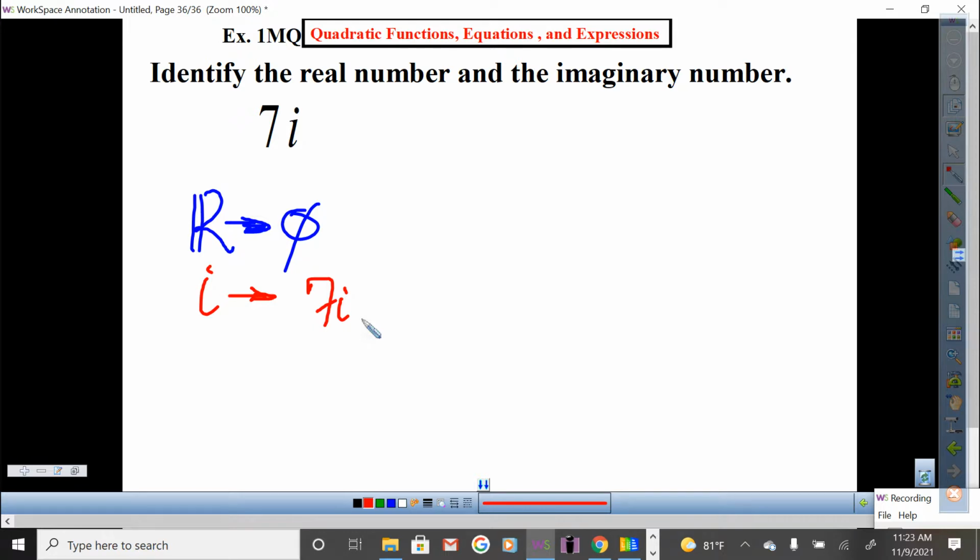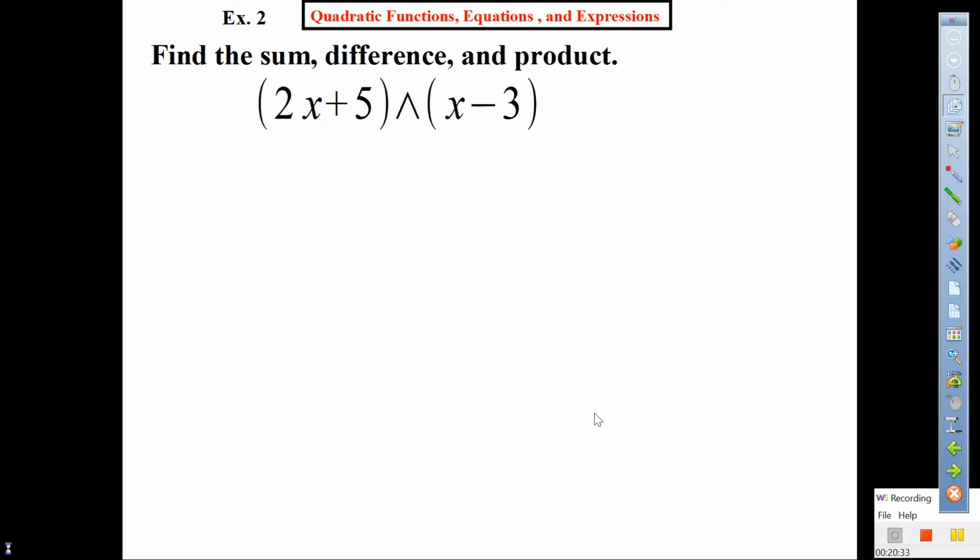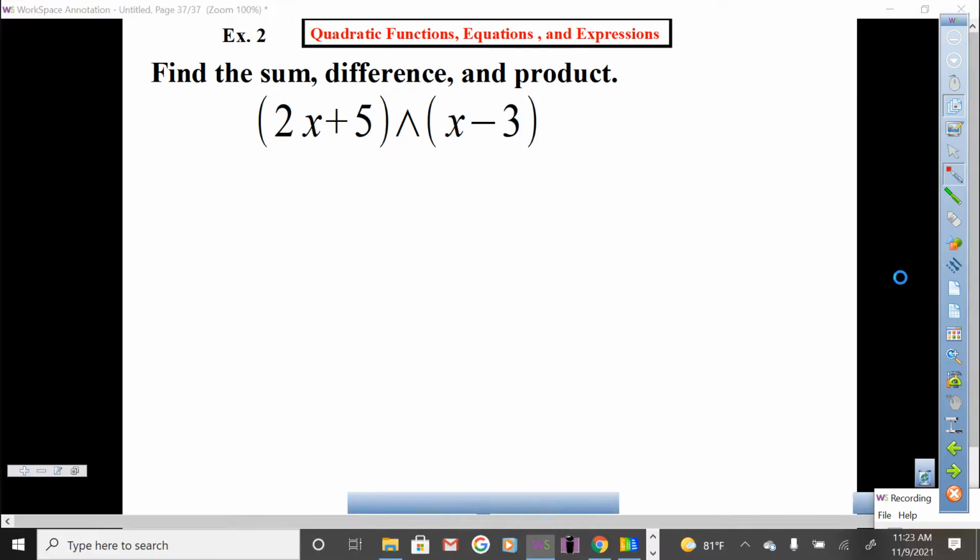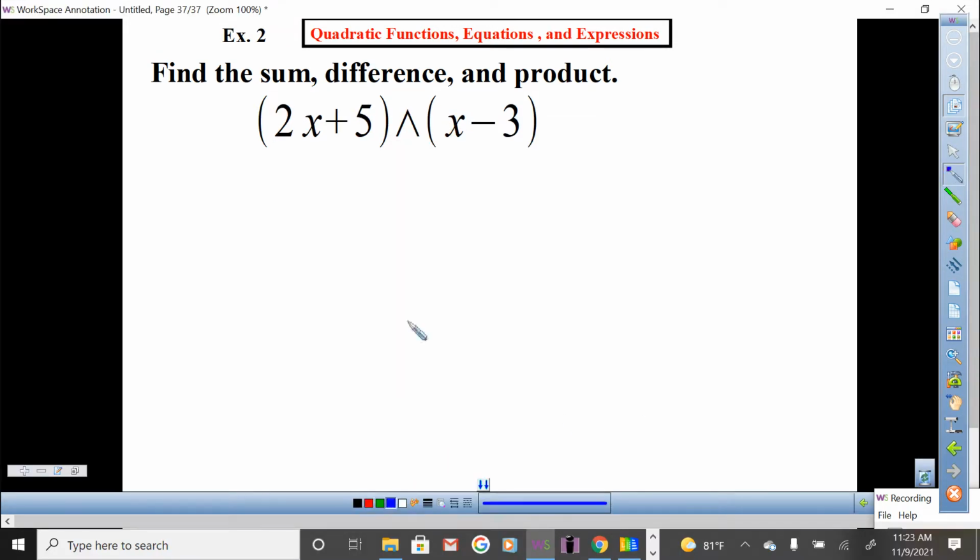Okay, let's move on to the second part. Copy this. Example 2, it says find the sum, difference, and product of 2x plus 5 and x minus 3. We need to find all three things. Have we been doing that on the warm-ups? Yes, Mr. Q. Alright, good. For the sum, I'm going to use the color blue. For the difference, I'm going to use the color red. And for the product, I'm going to use the color green. Just keep organized. So let's start with the sum. Plus.